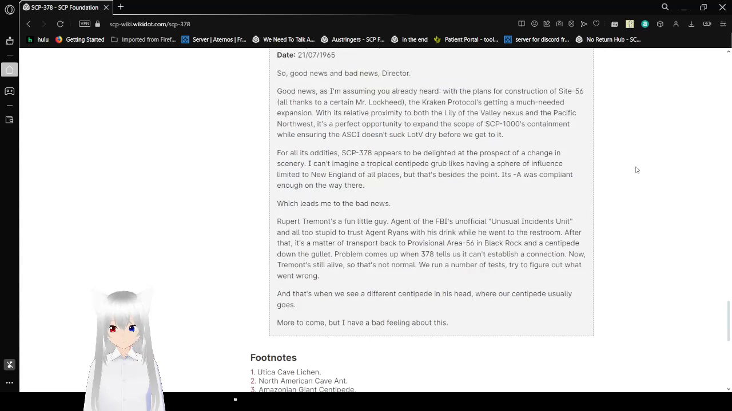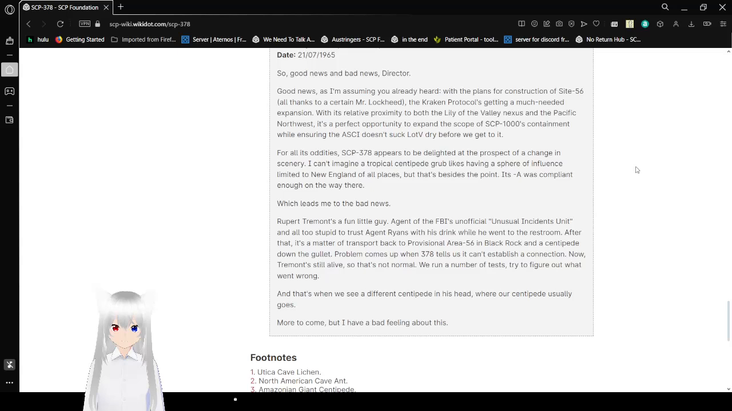For all its oddities, SCP-378 appears to be delighted at the prospect of a change in scenery. I can't imagine a tropical centipede grub likes having a sphere of influence limited to New England of all places. But that's beside the point. It was compliant enough on the way here. Which leads me to the bad news.